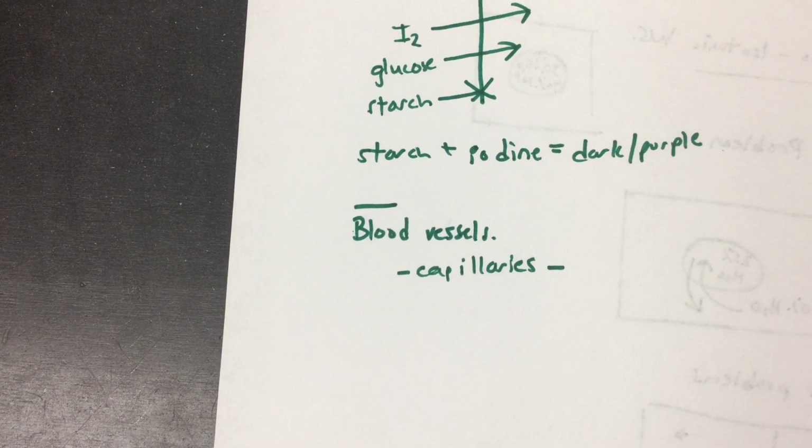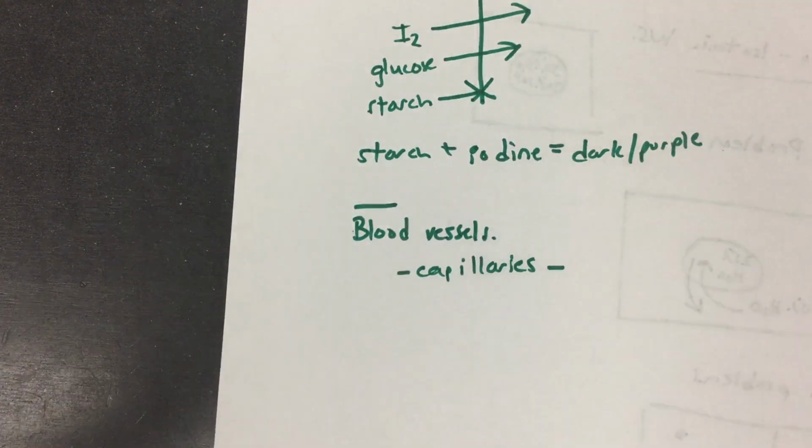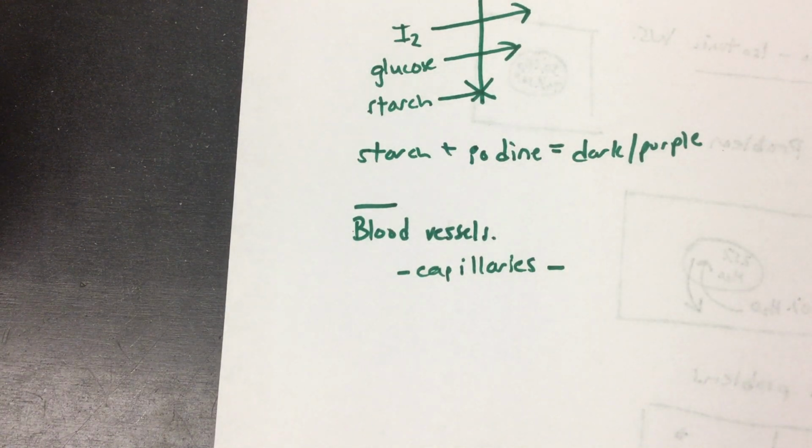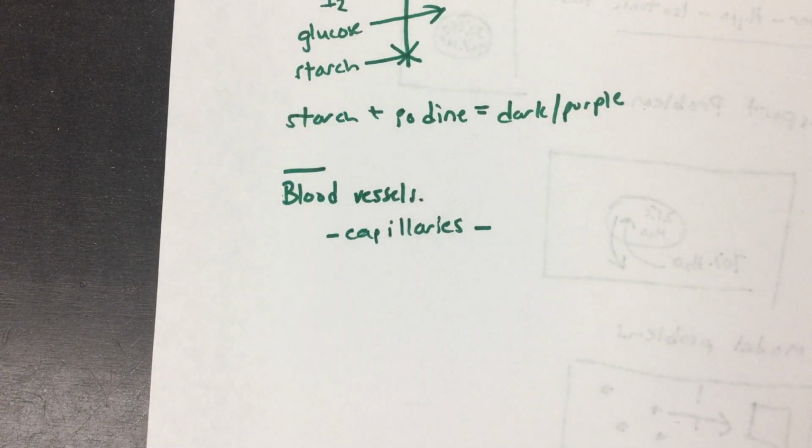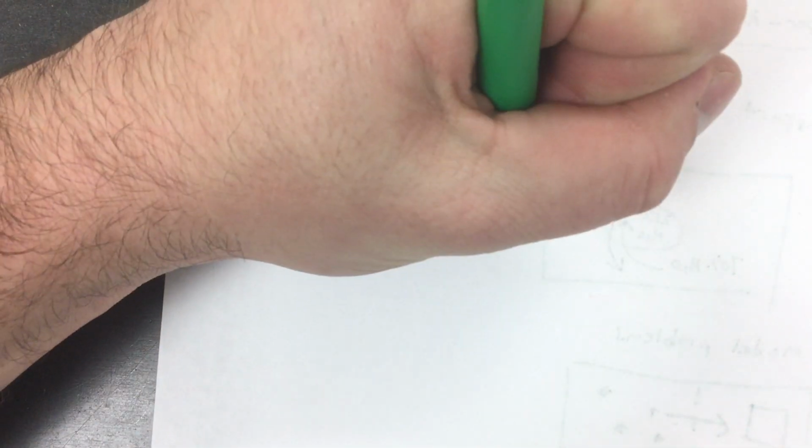What happens in the lungs? Oxygen goes in, carbon dioxide goes out. What happens at the capillaries in the intestines? No, what comes into the blood at the intestines? Nutrients. What goes into the kidneys at the capillaries? Waste and water. Yeah.